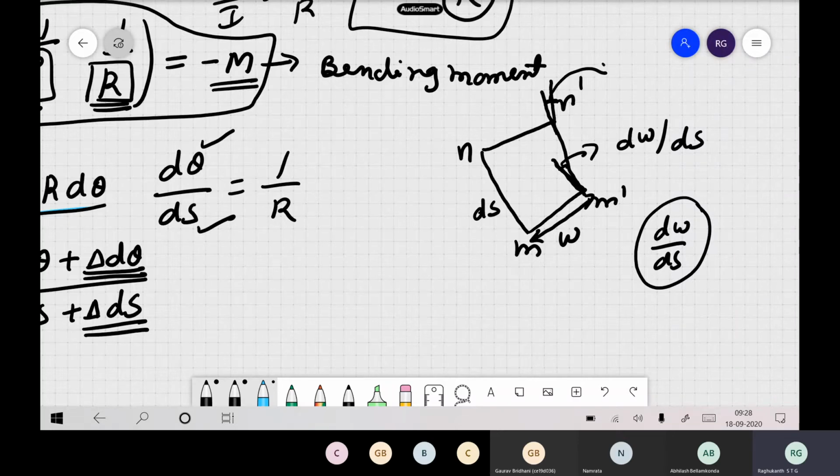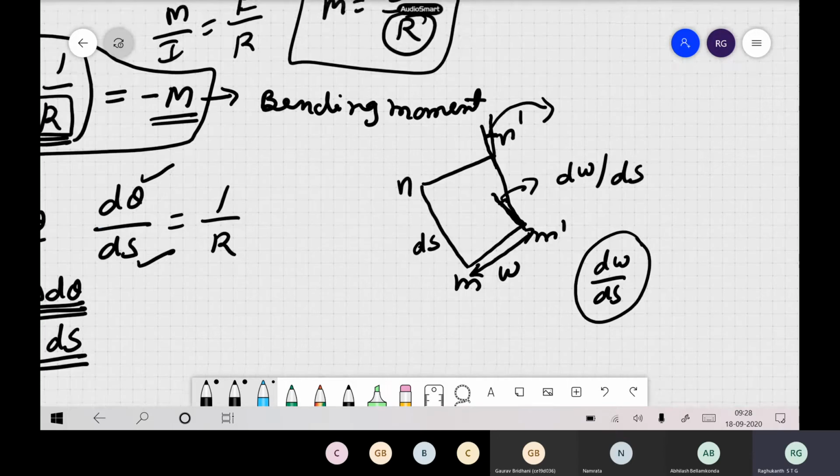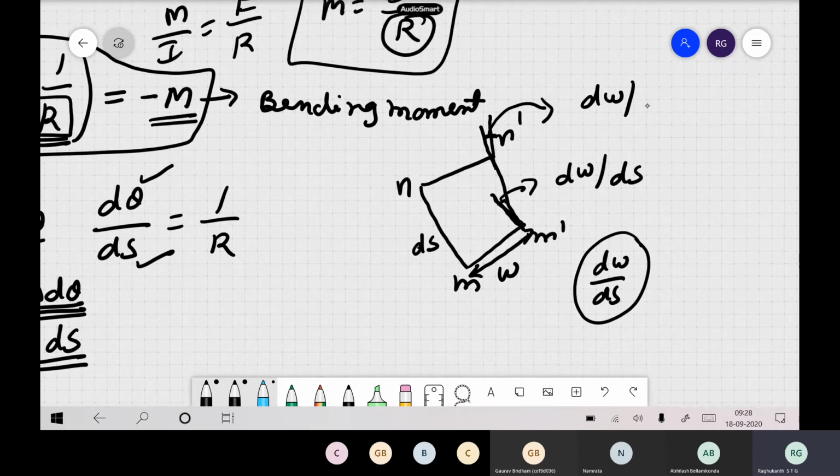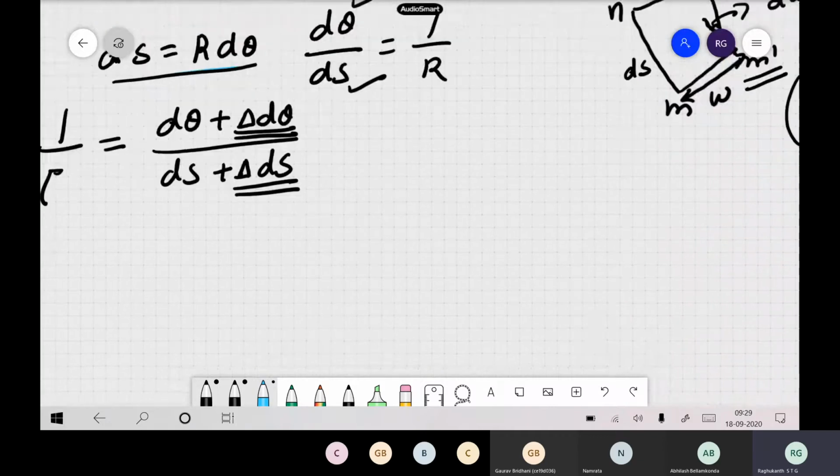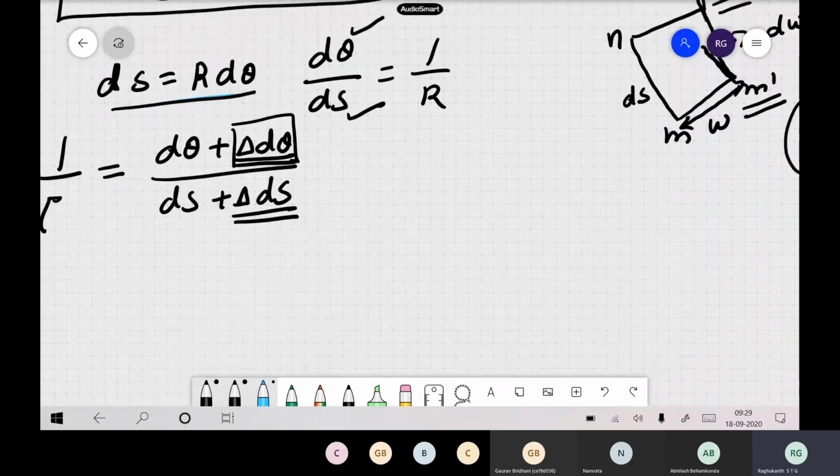So this angle, written in terms of the Taylor series expansion, becomes dw by ds plus d square w by ds square times ds, and of course you have the higher order terms. If you neglect these higher order terms, you can write this as dw by ds plus d square w by ds square into ds. That is the change in the angle from one place to another, which is what we want to calculate through this delta into d theta.